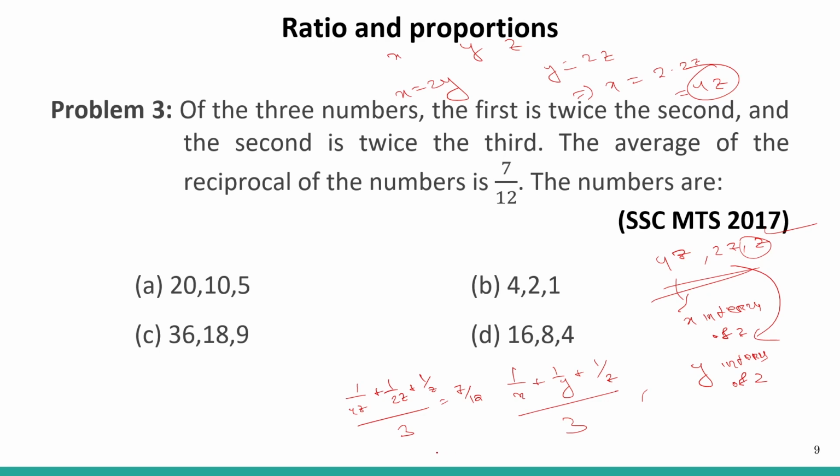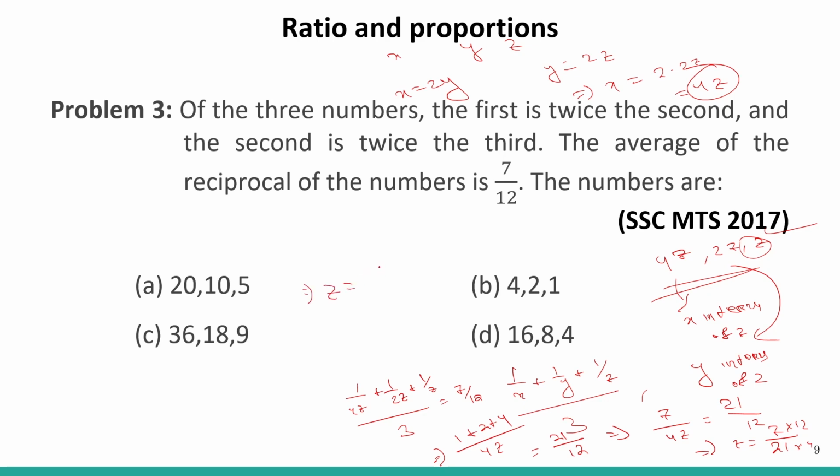So 3 goes there. So 4z remains in the denominator. 1 plus 2 plus 4 is equal to 7, into 3 is equal to 21 by 12. So this implies that 4 plus 2 is equal to 6 plus 1, so 7 by 4z is equal to 21 by 12. So this implies that 4z is nothing but 7 by 21 into 12. So removing 4 from the LHS, we are left with into 4 here. So this implies that z is equal to 7 into 12.